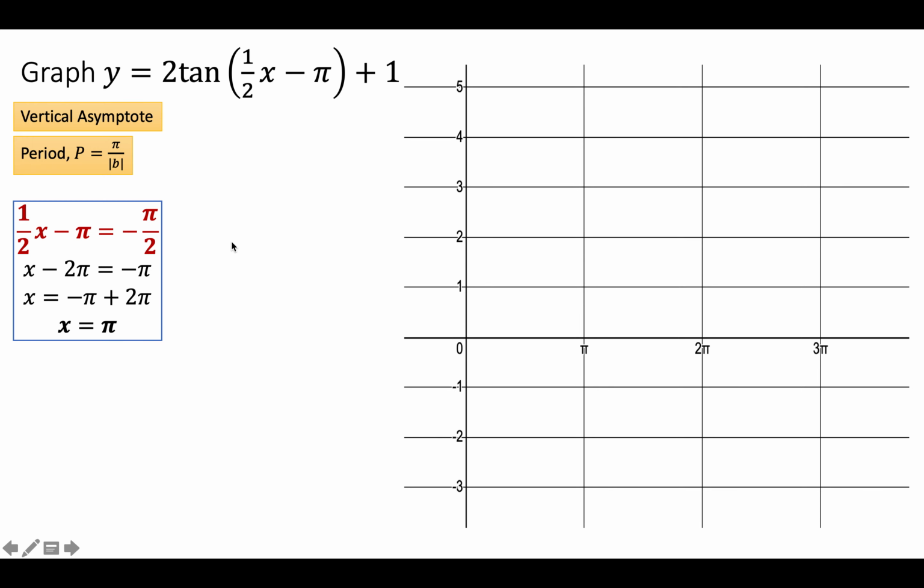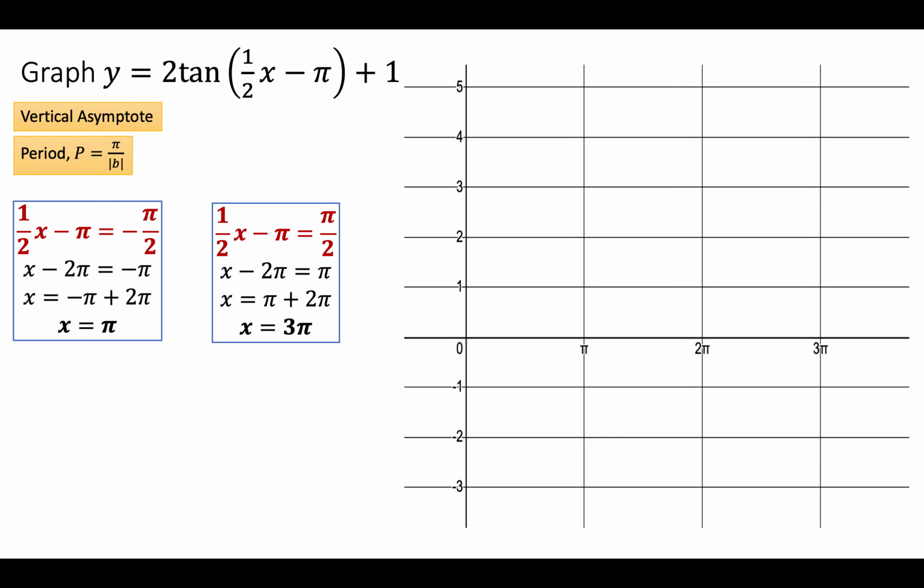The second one is the same procedure. We still get the same expression inside, 1 half x minus pi, and we equate that with pi over 2. Same procedure: we multiply everything by 2 and end up with x minus 2 pi equals pi, so x equals pi plus 2 pi, and x equals 3 pi. So these are the two vertical asymptotes: at pi and at 3 pi.